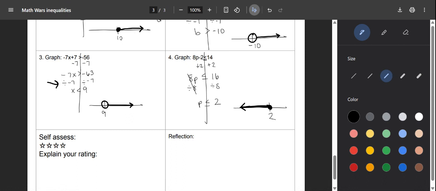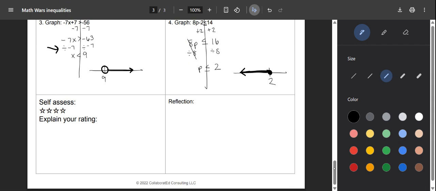Go ahead and do your self-assessment and explain your reasoning, and then give yourself a quick reflection. What did we learn? How did we extend our learning from last lesson? What's important to remember?